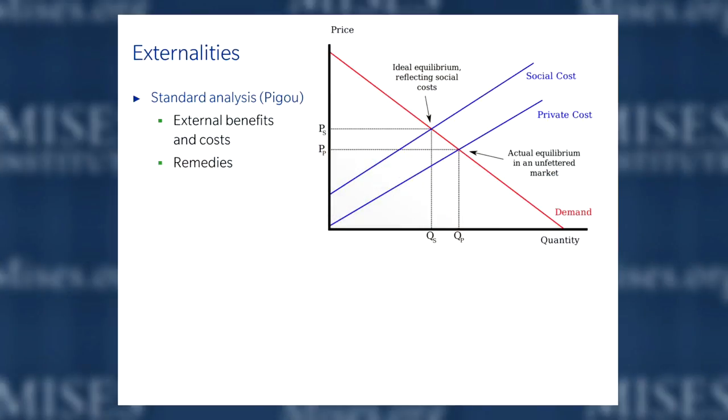If we could somehow force the steel producer to take into account all the costs, including the cost of helping out the farmer, then the steel producer will be looking at that higher marginal cost curve and would choose a different quantity, QS, associated with a higher price, PS. So the free market is producing too much steel.